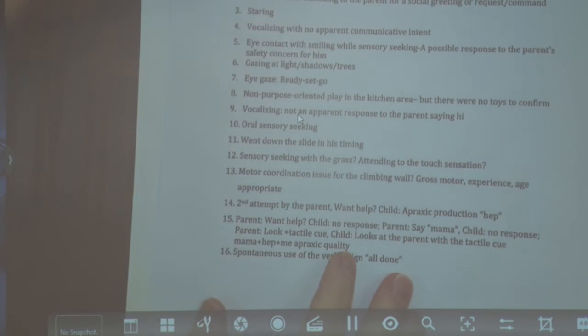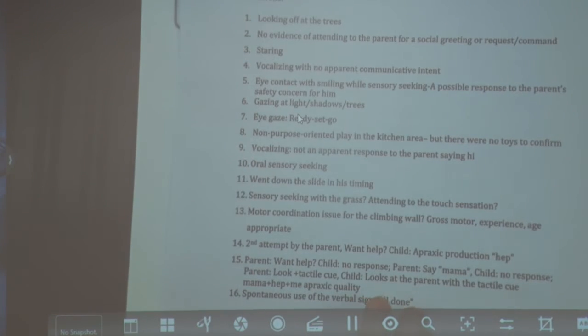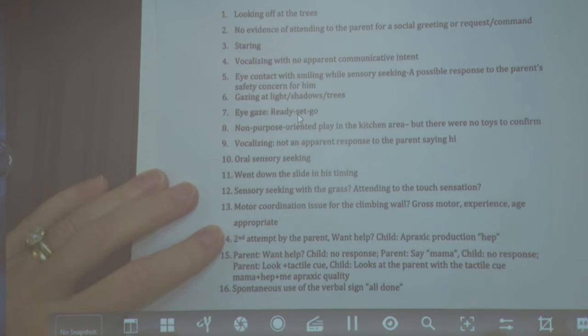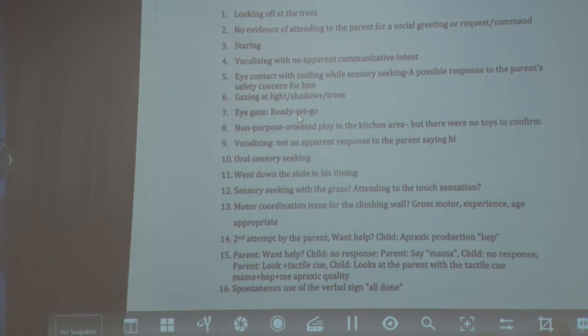We also have a lot of observations we can take a look at. So he's looking off into the trees. No evidence of attending to the parent for social greetings. Some staring, a little bit of vocalizing, but it wasn't purposeful. Sensory seeking with the grass. Was he attending to the touch and that sensation when he went down? Again, that very apraxic-like production. That spontaneous use of all done, so he's definitely learned that. That's effective for him, so that's good. But these are just general observations that I'm sort of seeing that I want to know more about.